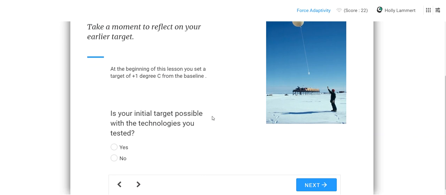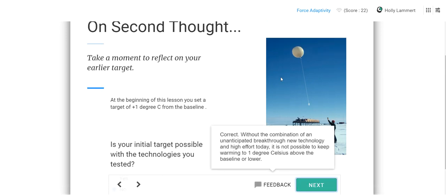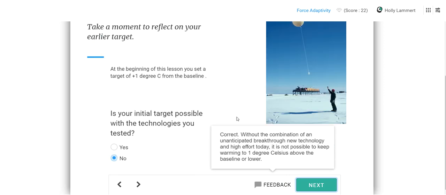At the beginning of this lesson, I had taken 1 degree, so is that possible with all our current technologies? Not even. And this is cool. This is a weather balloon. They send those up into space to test the temperature, or up into our atmosphere.